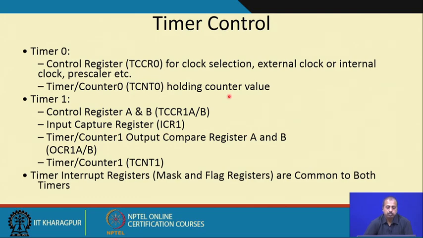For timer 1, we have got control registers TCCR 1A and 1B. There are two control registers. Similarly, we have got count registers, TCNT 1, which holds the count value. Then you can have this input capture register ICR1, for capturing input at some point. Then the output compare registers A and B.